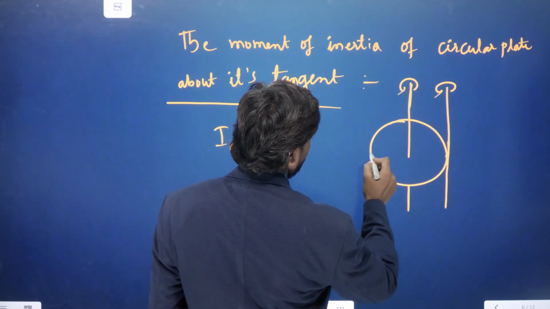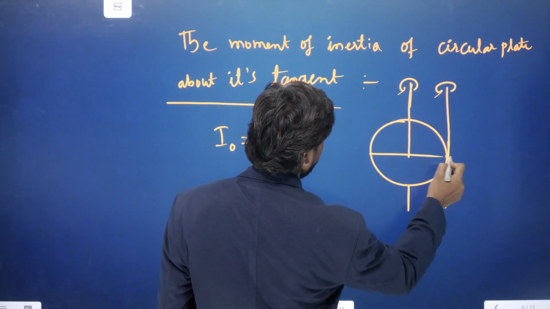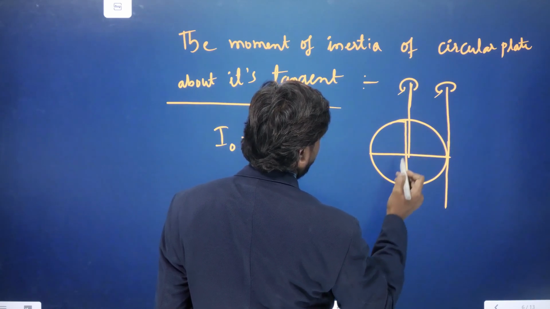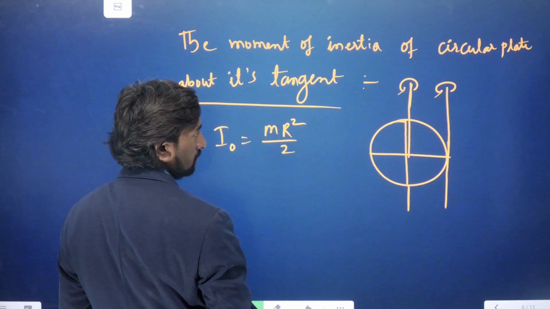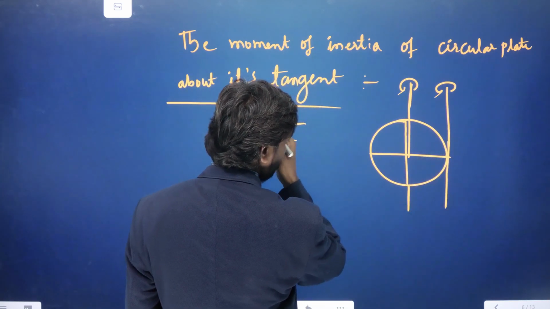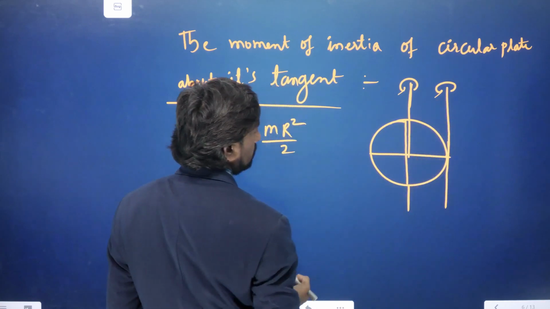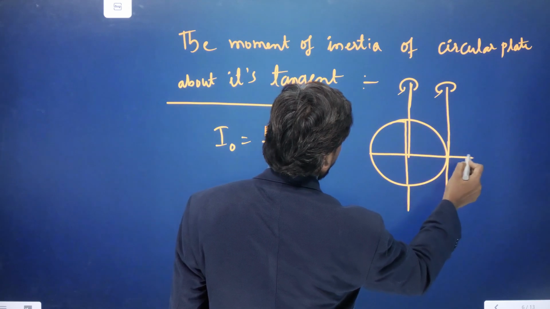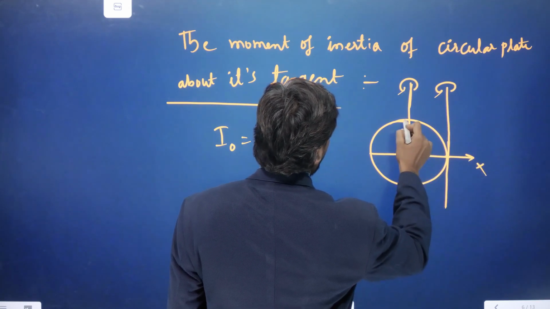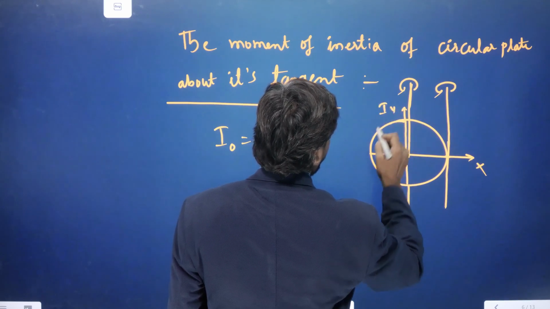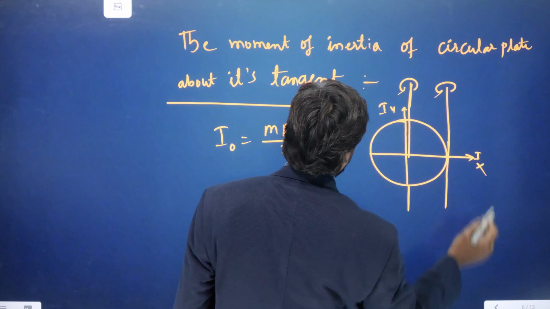Suppose this is the moment of inertia about its diameter. Suppose we consider the moment of inertia about this one, or this one about the y-axis. So here we can add there. Consider this is the moment of inertia about the x-axis and this one will be the moment of inertia about the y-axis, and this will be the moment of inertia about the x-axis.